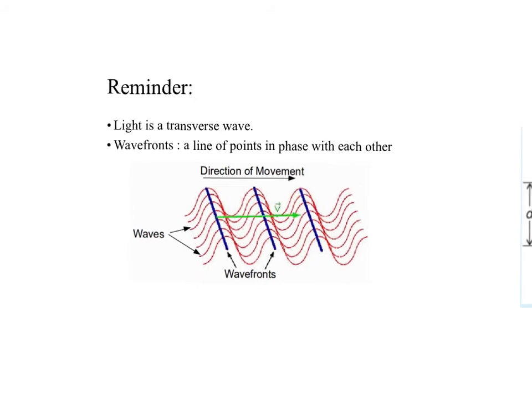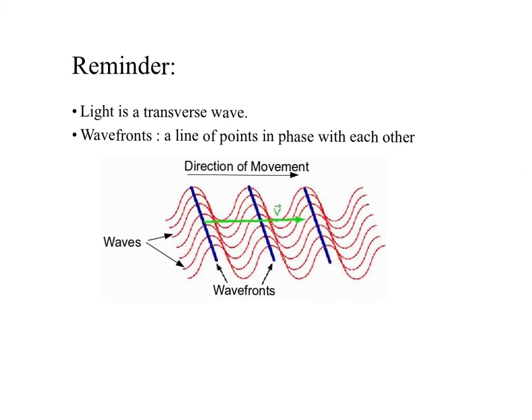Okay, so a very quick reminder that light is a transverse wave. Also, wavefronts are basically lines that join the points that are in phase with each other. Since the 2 points are joining points that are in phase, we know that this is a whole wavelength, so the distance between them should be a complete wavelength.